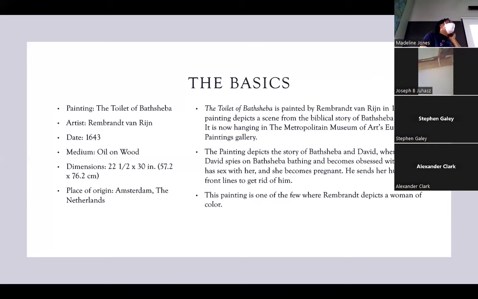And it is one of the few that Rembrandt depicts a woman of color, which I thought was really interesting. I haven't seen all of Rembrandt's work, but this is the only one I found in my research that has a woman of color in it. So it's something that he clearly wanted to mean something, or at least he was trying to reflect his reality as a man living in the 1600s, where slavery and black slaves were something that you would see if you were in an upper class culture. You would see people who had slaves that they had bought from the street.